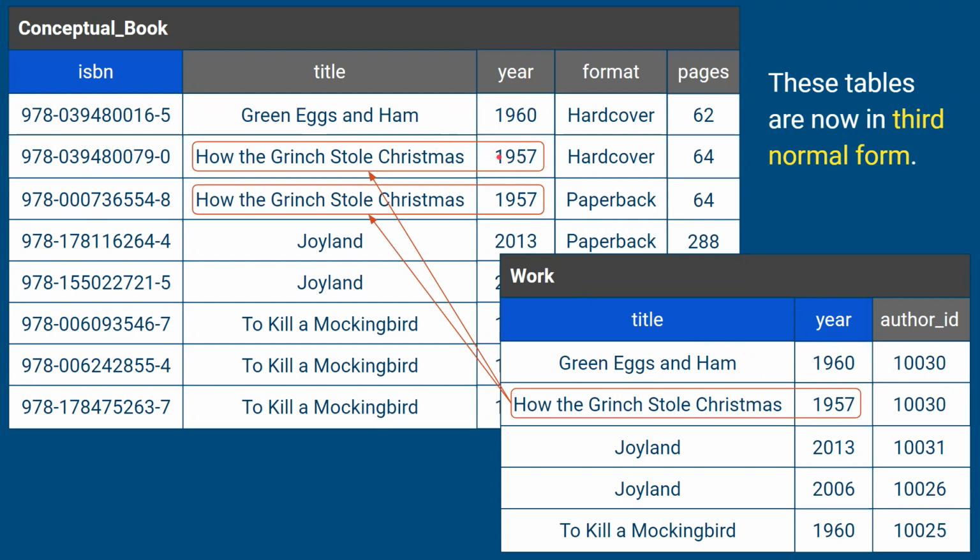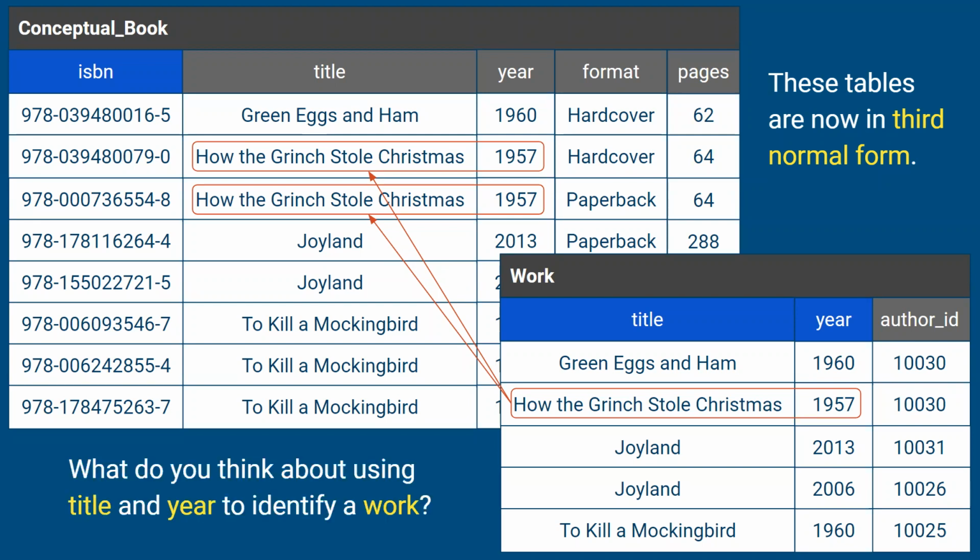Because to identify a work now, we need the title and the year. You see that for Joyland, even though the table's in the way here. To identify Joyland, I need the title and the year. And in this case, it's the title and the year together that are the determinants for the author ID. It's a little more complex because it's not just one column by itself determining other things, but you have to say, taken together, these two really do determine these others.